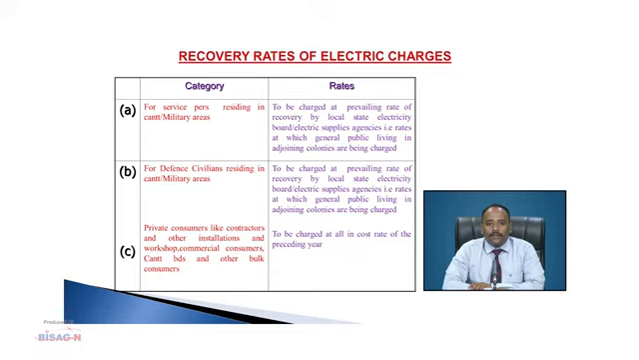Recovery of electric charges. For the service personnel residing in cantonment military areas, to be charged at prevailing rate of recovery by local state electricity board or electric supply agencies, that is rates at which general public is living in adjoining areas. For defense civilians residing in cantonment military areas, to be charged as per the prevailing rates of the local electricity board. The same is the case for private consumers like contractors and other installations and workshops. They will be charged as per all-in cost rate of the preceding year.